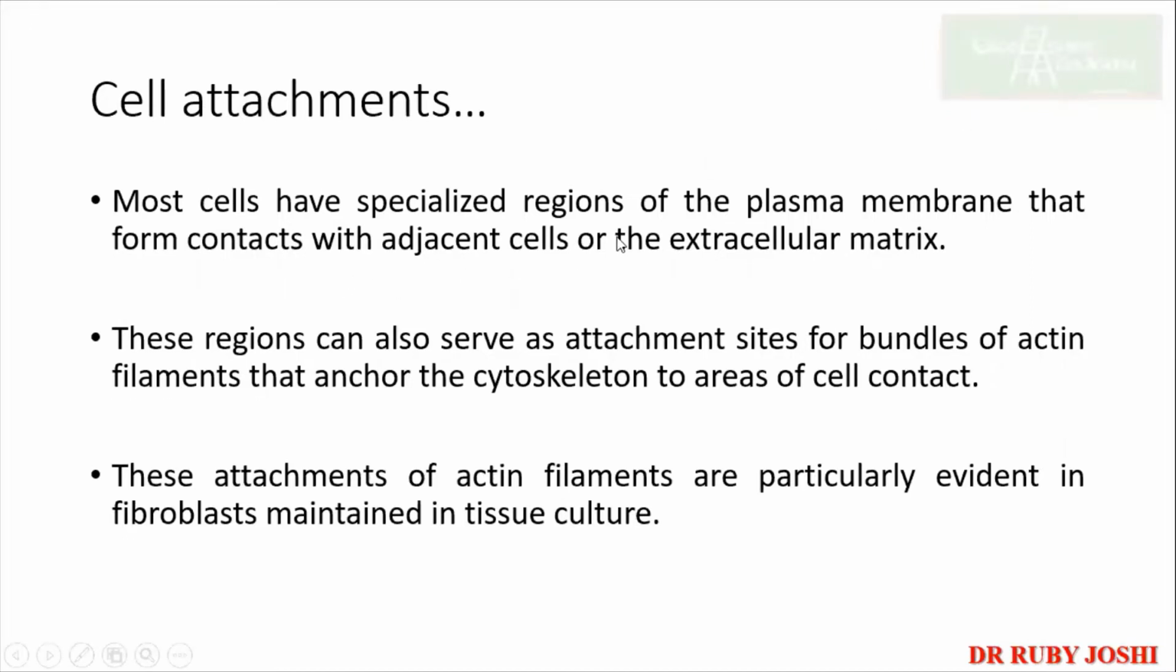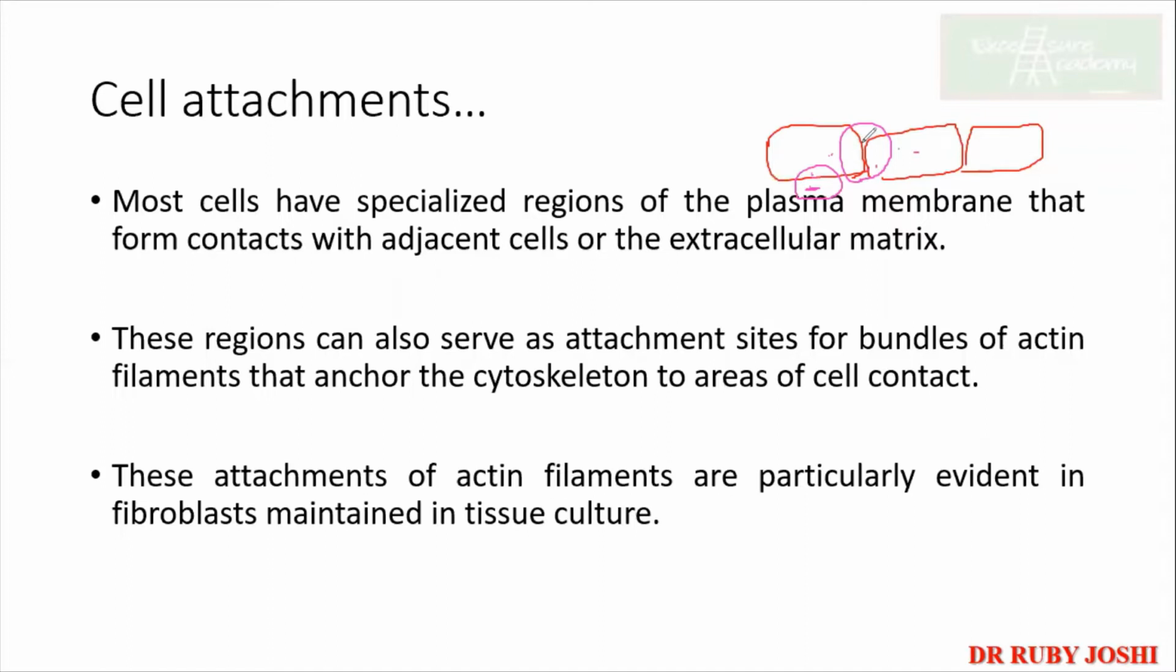So most cells have specialized regions of the plasma membrane which form contacts with the adjacent cells or the extracellular matrix. So right now what we are saying is that, suppose your cells are present like this. Okay, so we are going to talk about the connections which are made between the two cells and between the extracellular matrix and the cell membrane. Okay, so these are the two types of connections which we'll be discussing in brief only, because there is a separate unit for the cell attachments, where we'll talk about the types of proteins involved: cadherin, E-cadherin, CAM, NAM, selectin, P-selectin, all these proteins will be present.